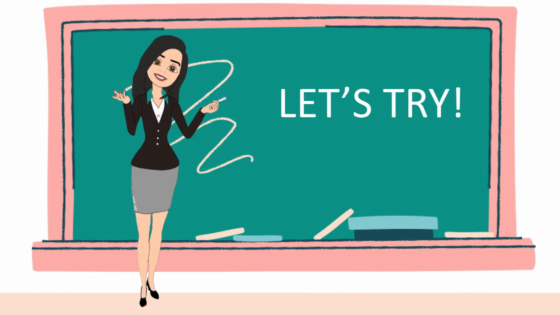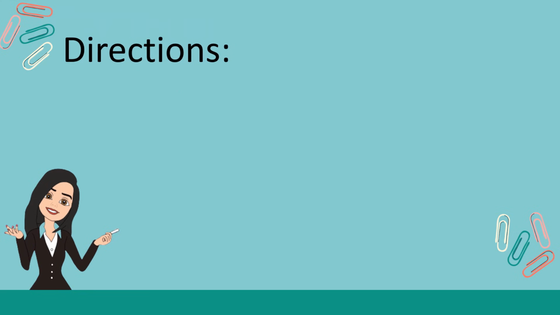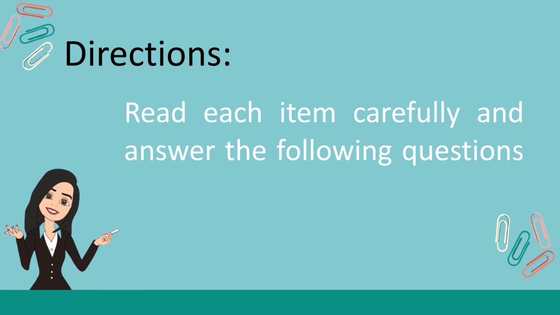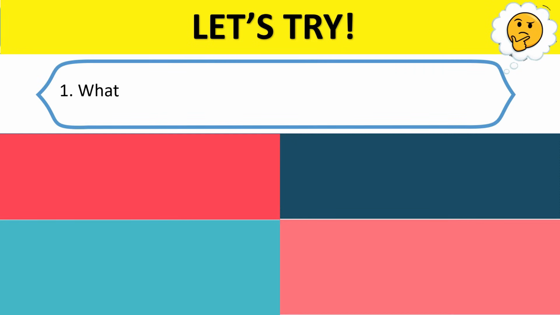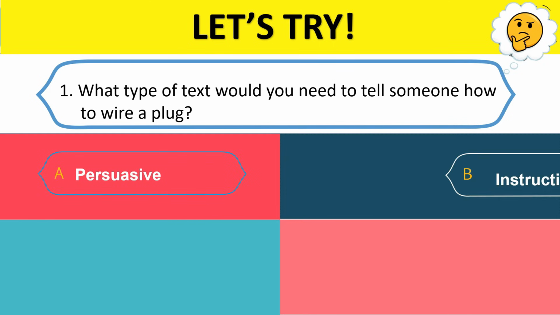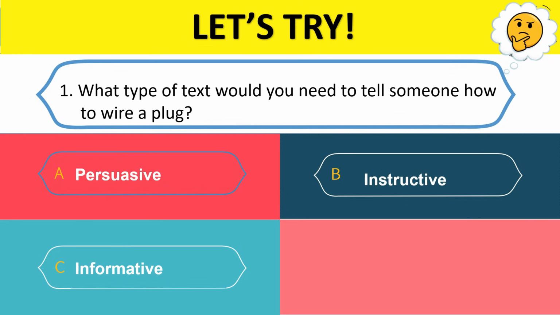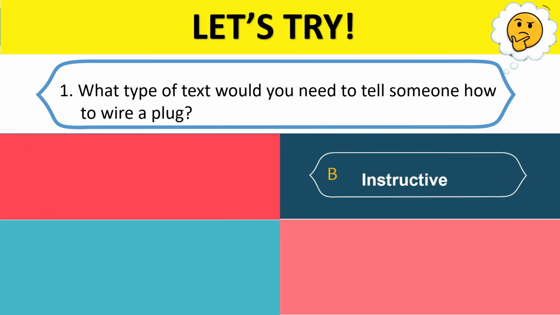And now, class, I want you to answer this 10-item quiz. So this is what you're going to do. I want you to read with me each item carefully and answer the following questions by choosing the letter of your choice. So let us start. Number 1. What type of text would you need to tell someone how to wire a plug? A. Persuasive. B. Instructive. C. Informative. D. Descriptive. What do you think is the correct answer? The answer is letter B.